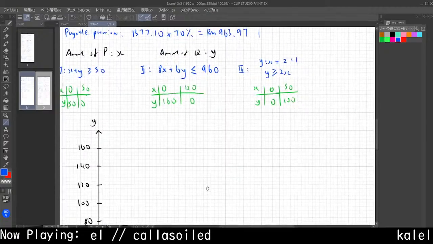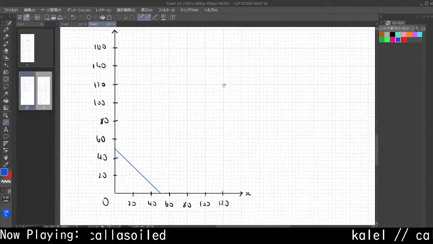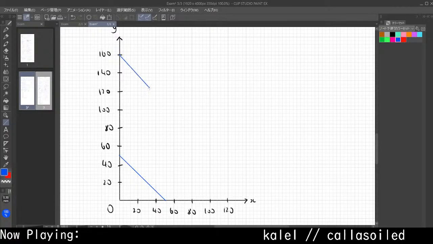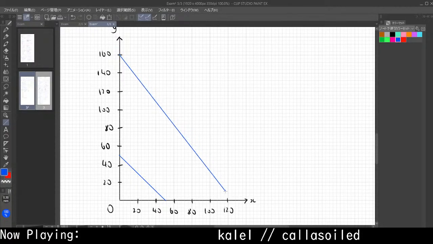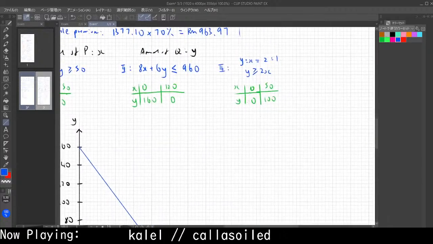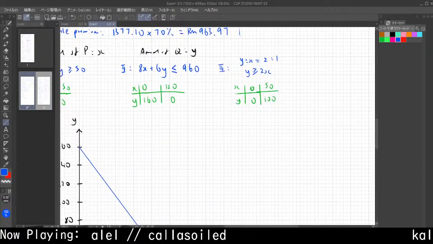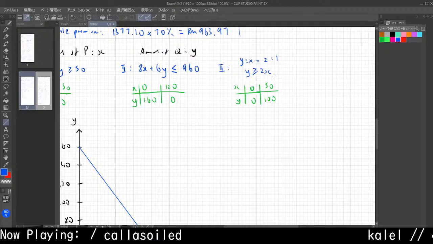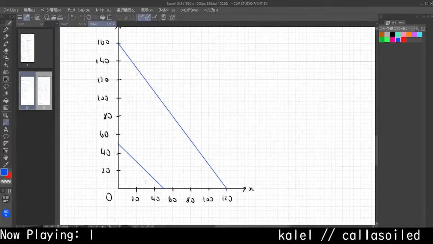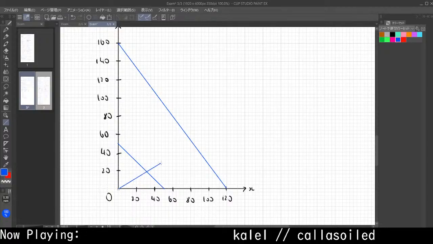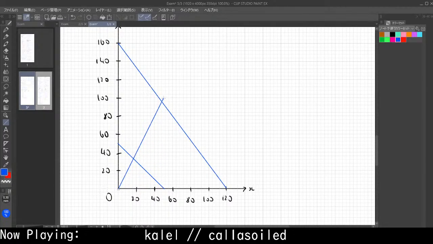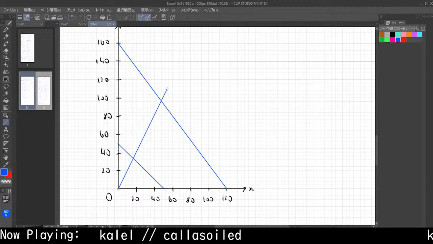Then the second line, x is 0, y is 160. So 160. And then when y is 0, x is 120. So here. Next, y is equal to 2x, this one. So x is 0, y is 0, and when x is 50, y is 100. So about here. Then you can just extend.